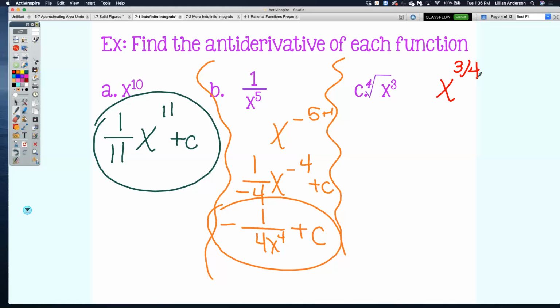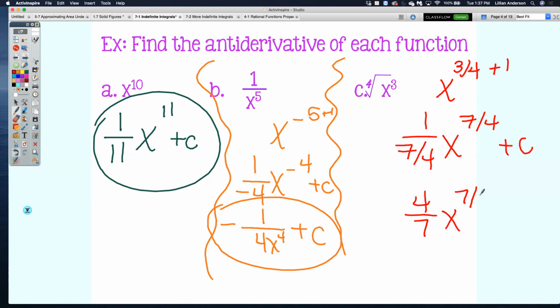Now that it's a power, I add 1 to my exponent. What's 3/4 plus 1? 7/4. Then I do 1 over my new exponent with my plus c. Now, of course, we can't leave a fraction within a fraction. So what's 1 over 7/4? It'll be 4/7. And that is your antiderivative.